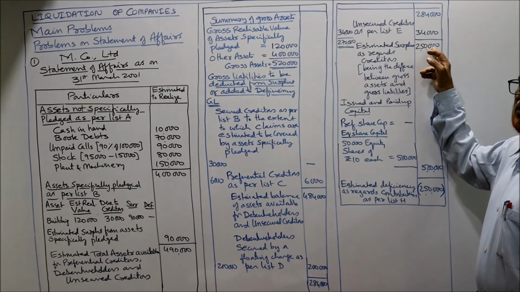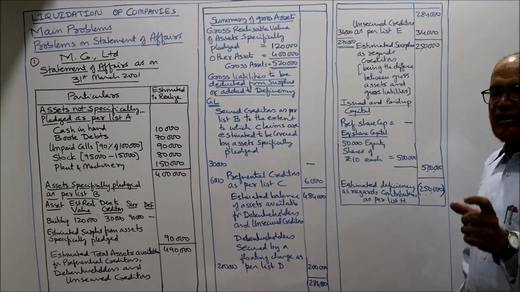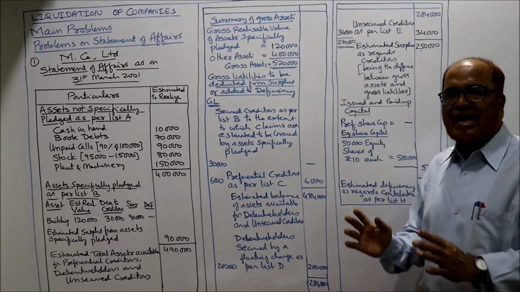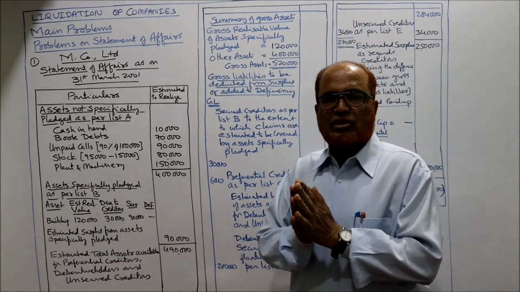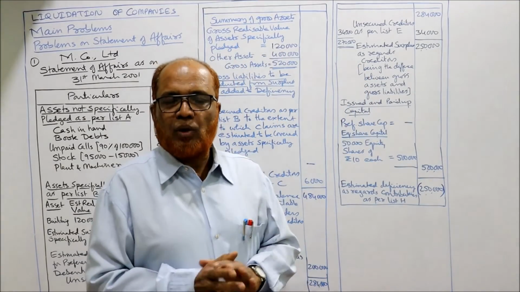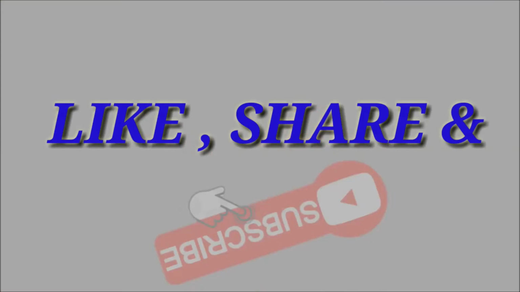So 2,50,000 is the surplus minus 5 lakh rupees is the capital. So we are getting a deficiency of 2,50,000 as regards contributories as per list H. That's all. This is the end of problem number 1. Hope the concept is very clear to you.